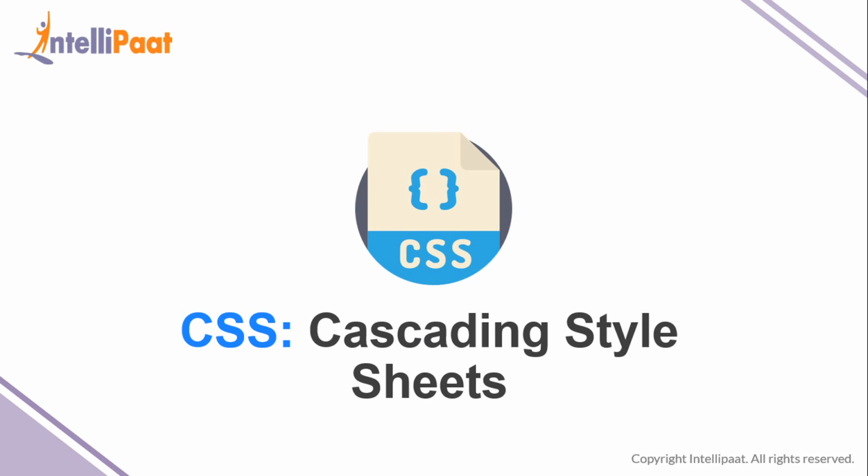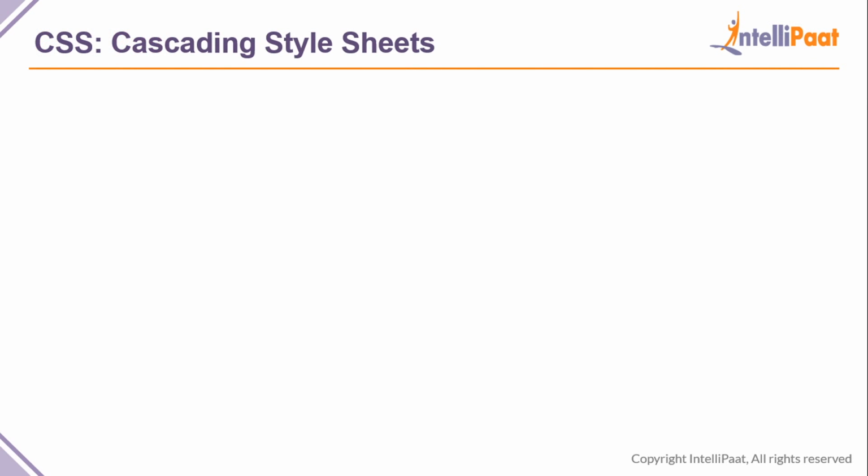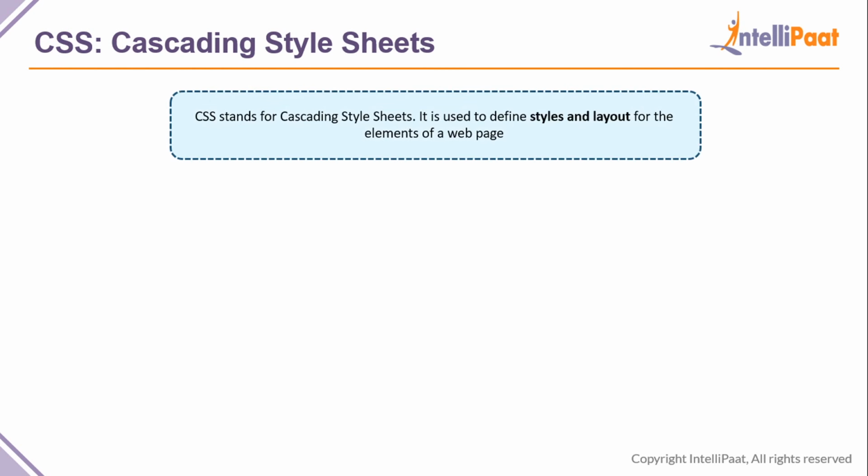And next is CSS. CSS stands for Cascading Style Sheets, and it is used to define styles and layouts for the elements of a web page. So if you see a web page that has a blue rounded button, all of that has been done by CSS. CSS takes care of the styling of the web page, so you define the majority of the styles that you want to be displayed on your web page using CSS.